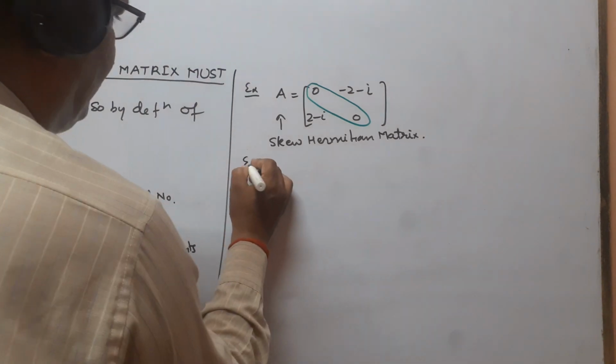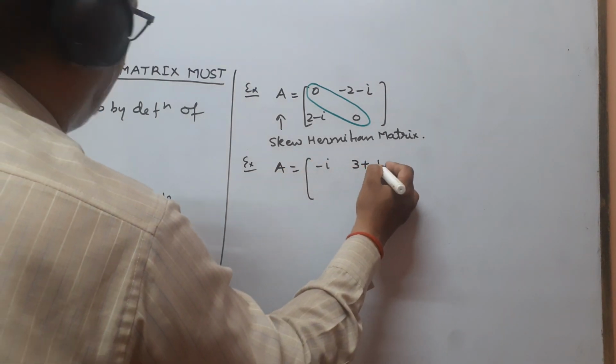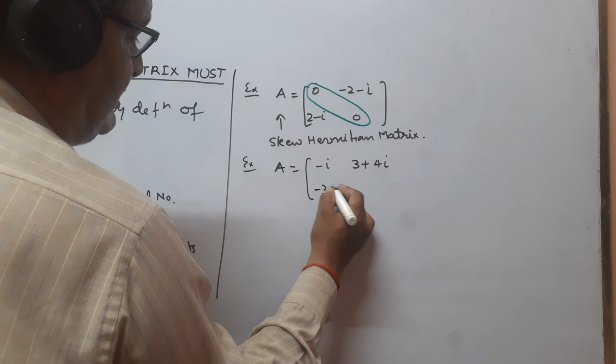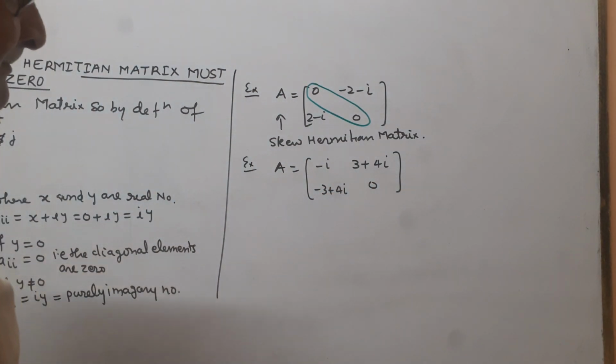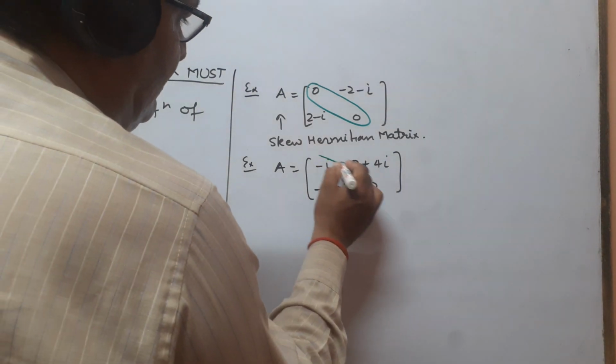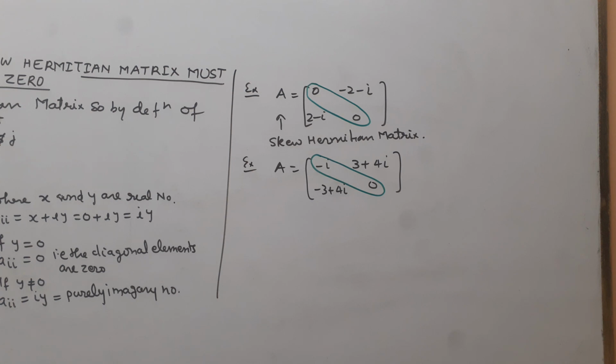In the other example, we can see here this is minus i, 3 plus 4i, minus 3 plus 4i, and 0. Here we can see that the diagonal elements of this skew Hermitian matrix are purely imaginary numbers. So we can see here all the diagonal elements of a skew Hermitian matrix must be imaginary numbers or 0.